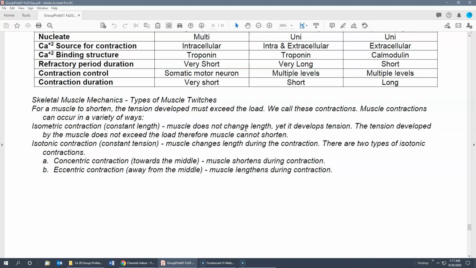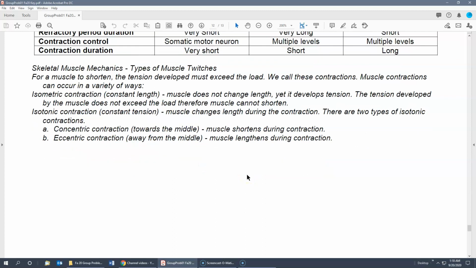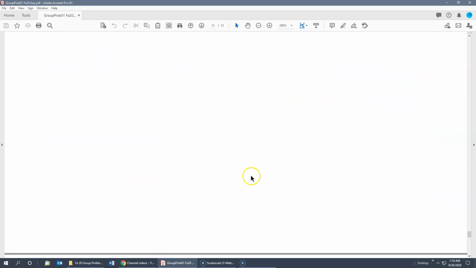So when we shorten a muscle and cause contraction, that's called a concentric, towards the center, towards the middle. So a concentric contraction is when a muscle shortens during contraction. And if the muscle lengthens during contraction, it's called an eccentric. Eccentric means away from the middle. Okay? So eccentric contractions lengthen muscle, concentric contractions shorten muscle, and isometric contractions have no change in muscle length. So that was the bonus number 7.